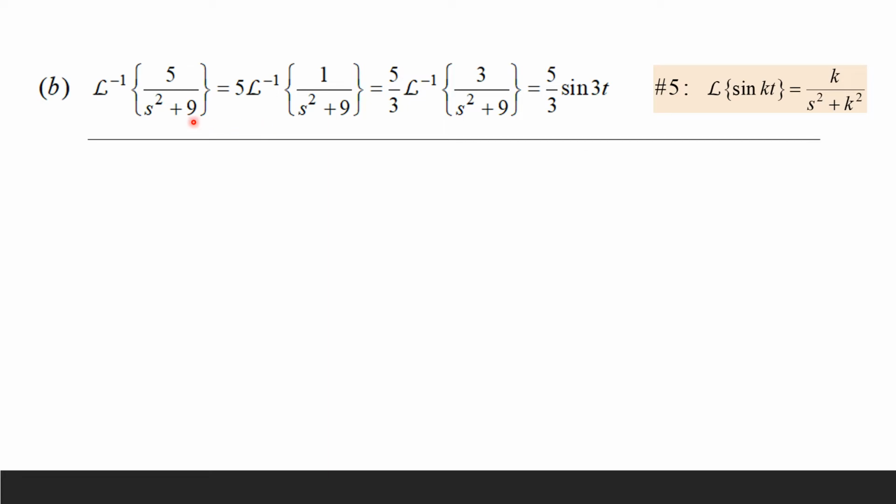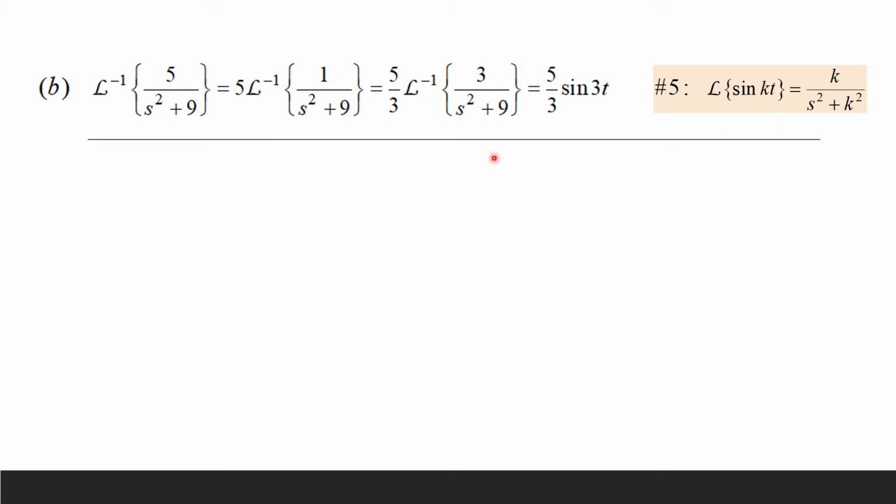Now let's look at the given problem. This is 9. 9 is the same as 3 squared. So by right, to apply formula number 5, if this is the number 9, then number 3 must appear at the numerator. But unfortunately, this is not number 3, but it is 5 instead. So how do we manipulate this given function in order for us to be able to apply formula number 5?